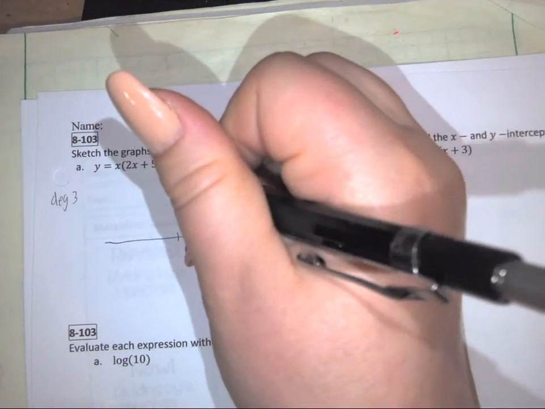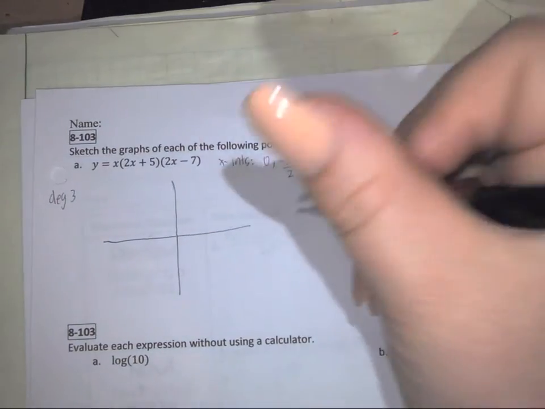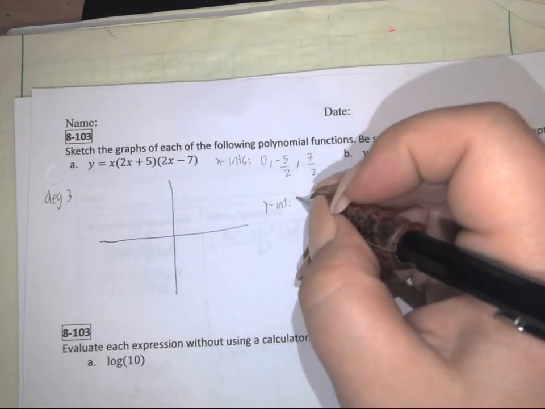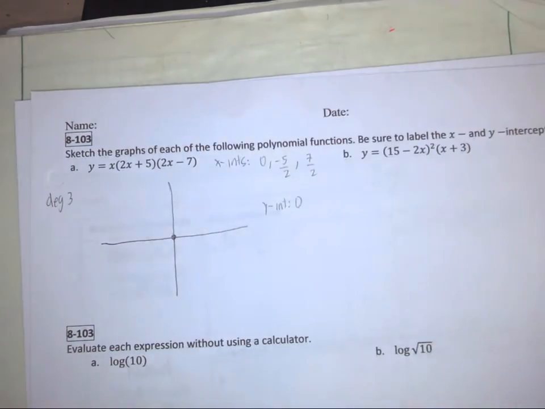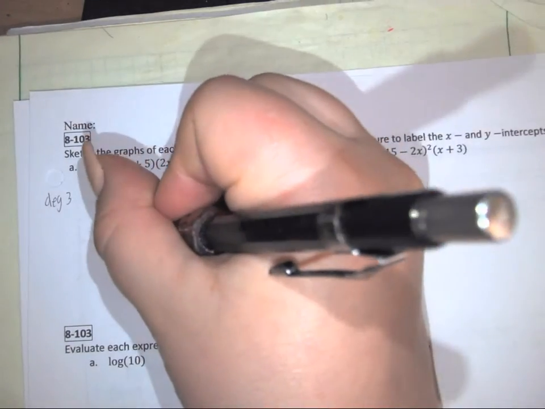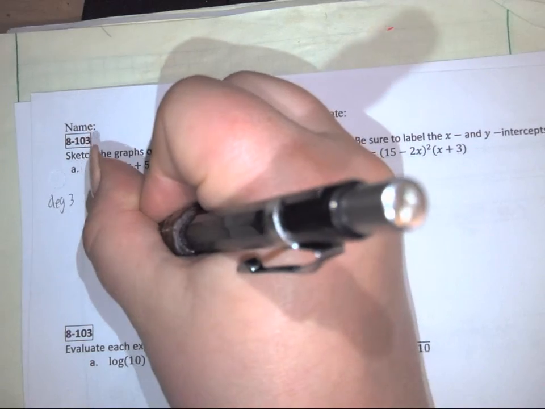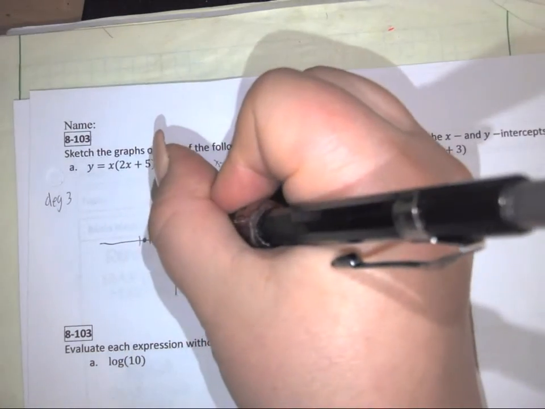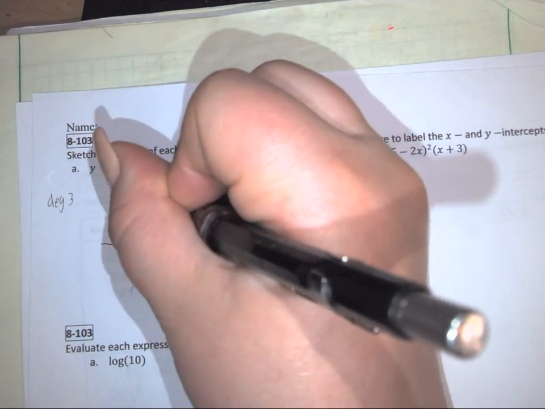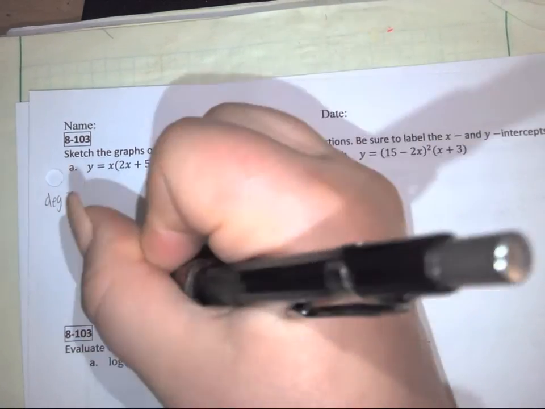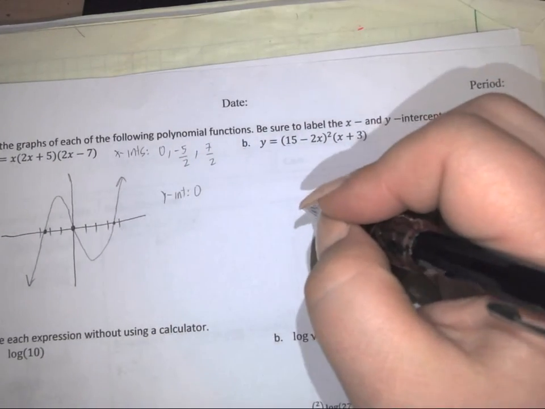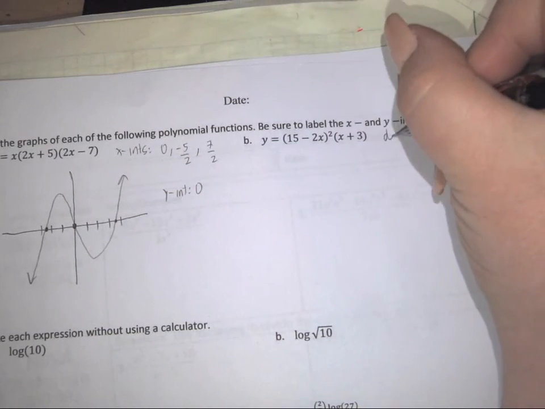So, let's see. If you plug in 0, your y-intercept is 0. So here's that point right here. Negative 5 halves is negative 2.5, so right there. And then 7 halves is 3.5, so right there. So there's our sketch.